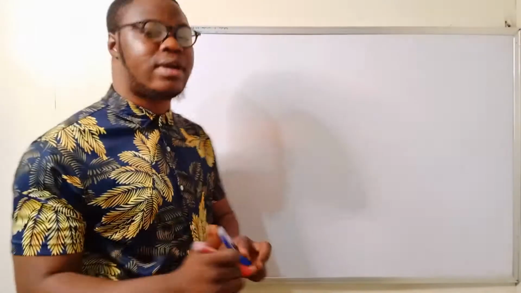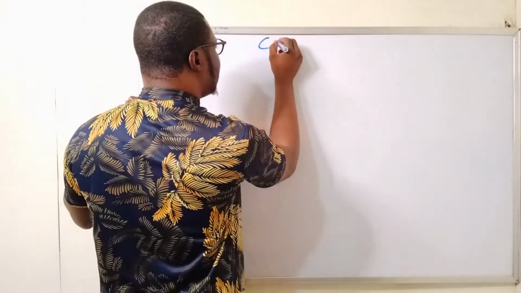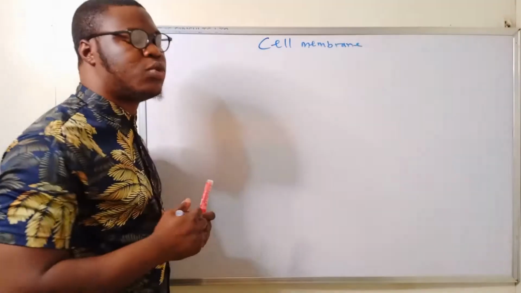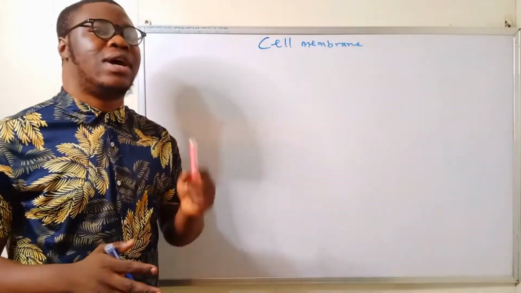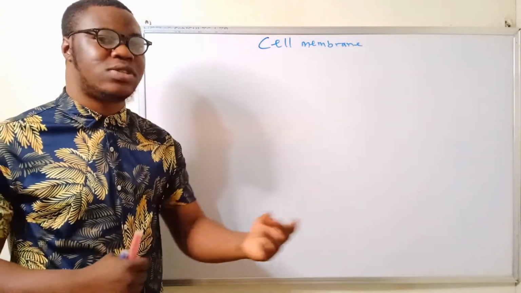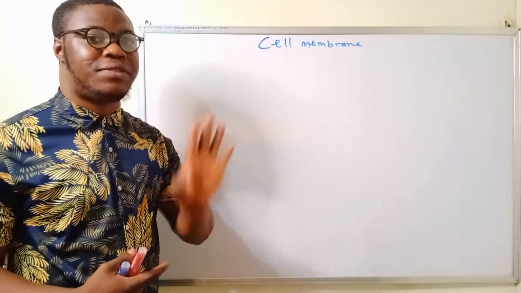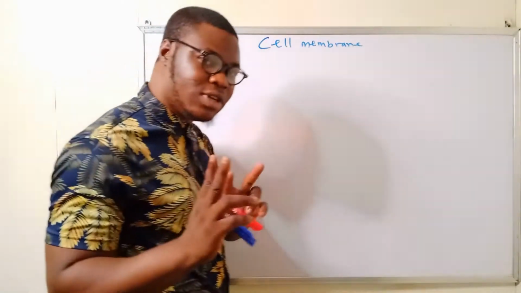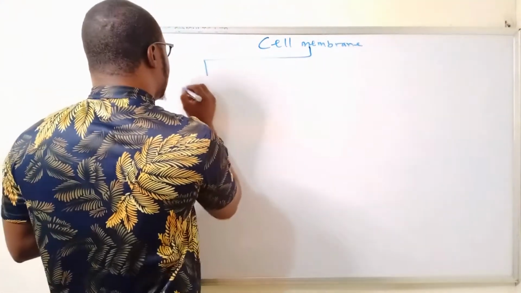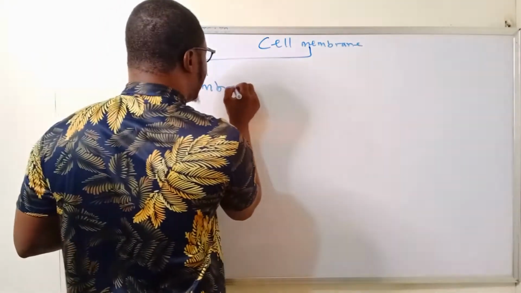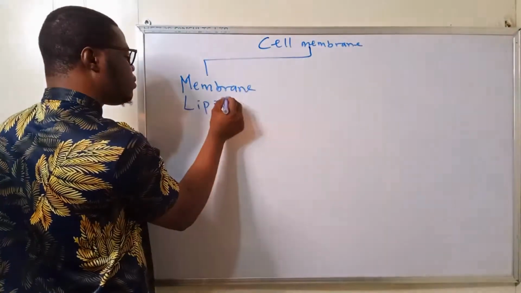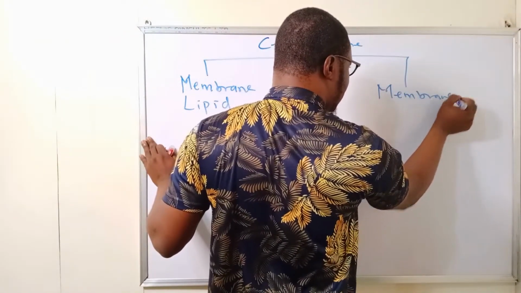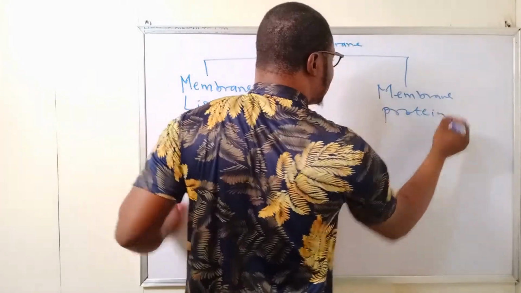Welcome back. Now, talking about the cell membrane, we've known that its function is, one, to protect the cell itself, and the second is to dictate what goes in and out of the cell. Now, if that be the case, we have the components of the cell membrane as well. The cell membrane has majorly two components. The first one is called the membrane lipid, and the second one is called the membrane protein. And now, what is the meaning of that?